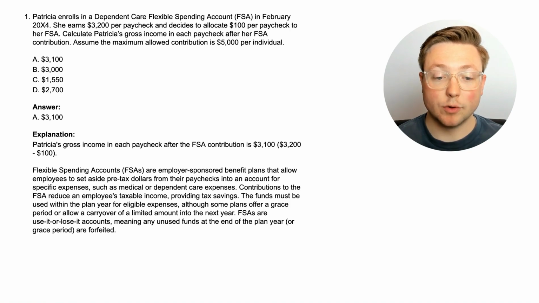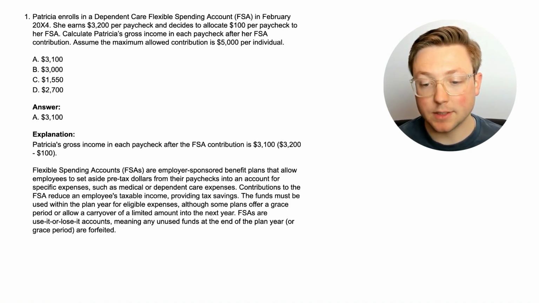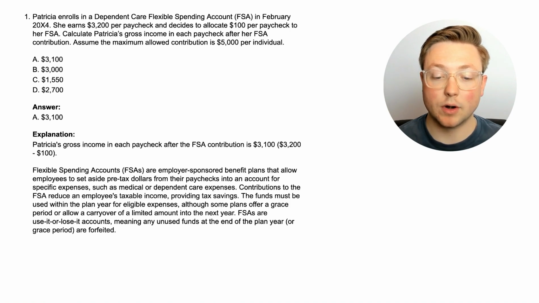Contributions to the FSA reduce an employee's taxable income, providing tax savings. The funds must be used within the plan year for eligible expenses, although some plans offer a grace period or allow a carryover of a limited amount into the next year. FSAs are use it or lose it accounts, meaning any unused funds at the end of the plan year or a grace period are forfeited.